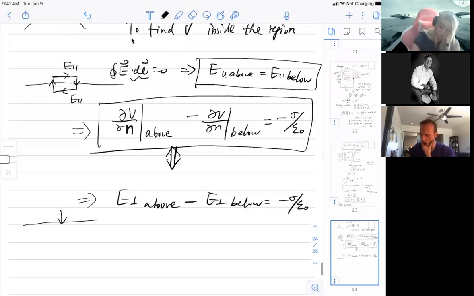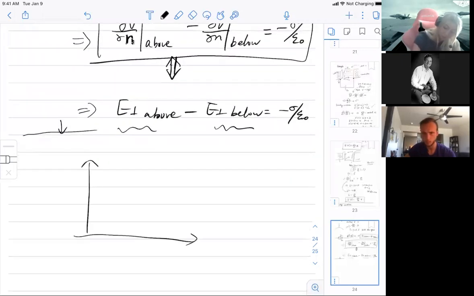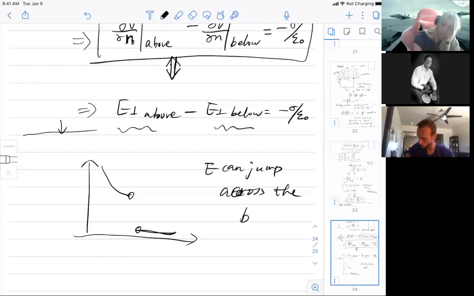So to sum up, the parallel component of E is always continuous across the boundary, but the perpendicular component of E can jump. So that's why sometimes when you're drawing the field for E, you could have a sudden jump from this to here. And that indicates there must be a perpendicular component of E, but not a parallel component of E. But overall, E can jump across the boundary, but not V. V is always continuous. V is always smooth everywhere.